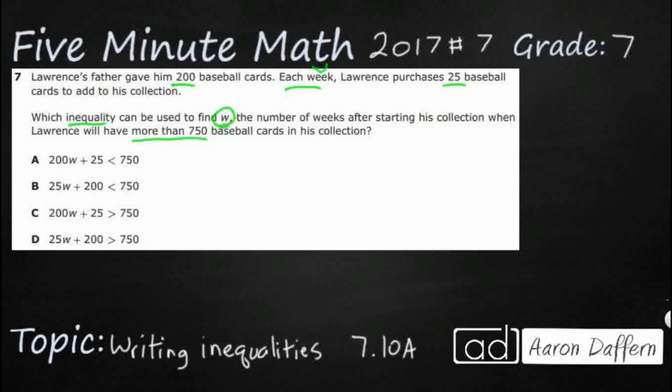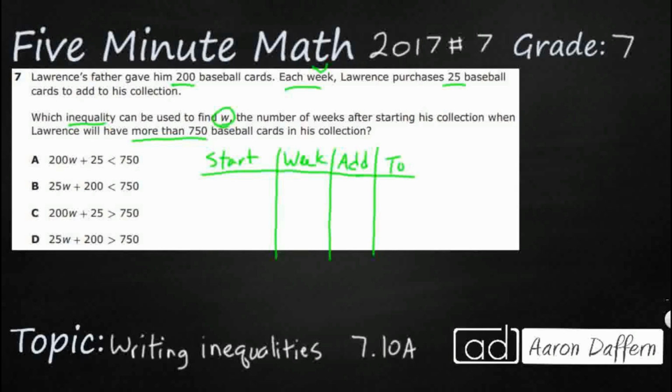So if we wanted to, I guess we could write a table, right? So we can have the start, we could have the weeks, and then we could have the addition, and then the total. So if we wanted to, we could look at it this way. Every row we're going to start with 200, because that's what his father gave him. So that's staying put. And at week 0, at the very beginning, he has nothing additional, so it's 200. And we're just going to bring this 200 down.